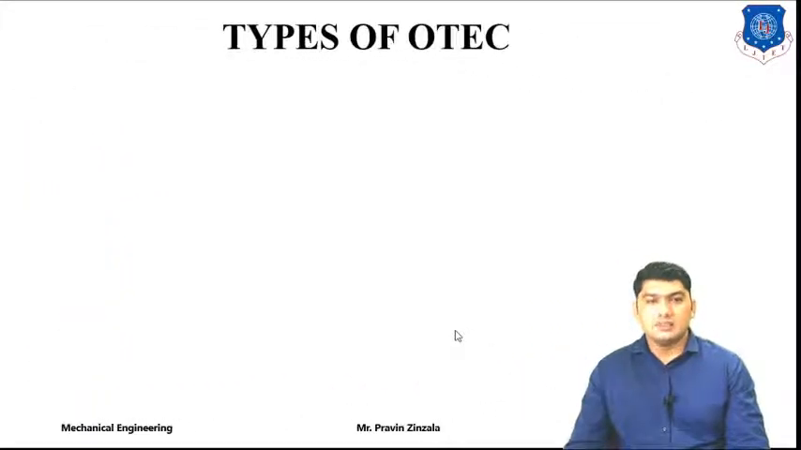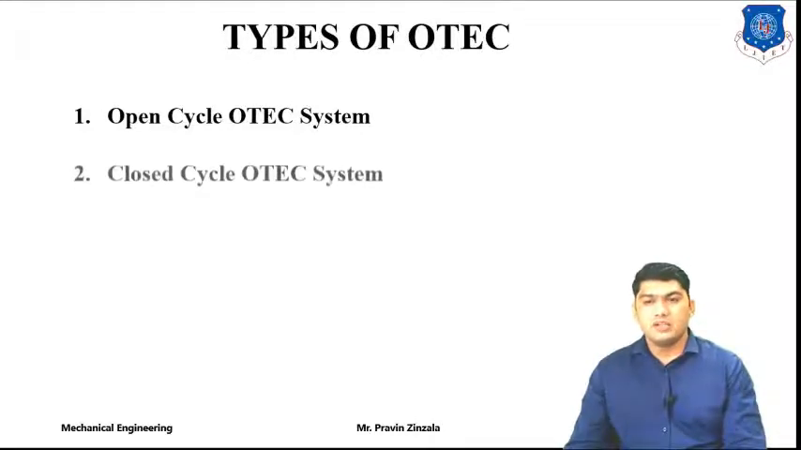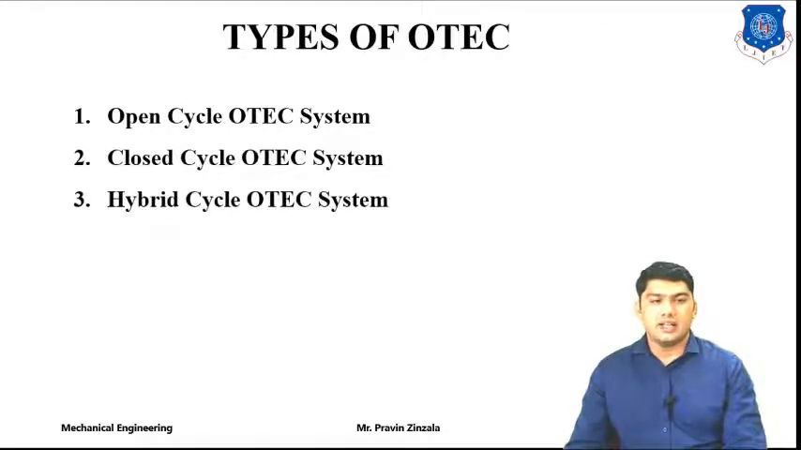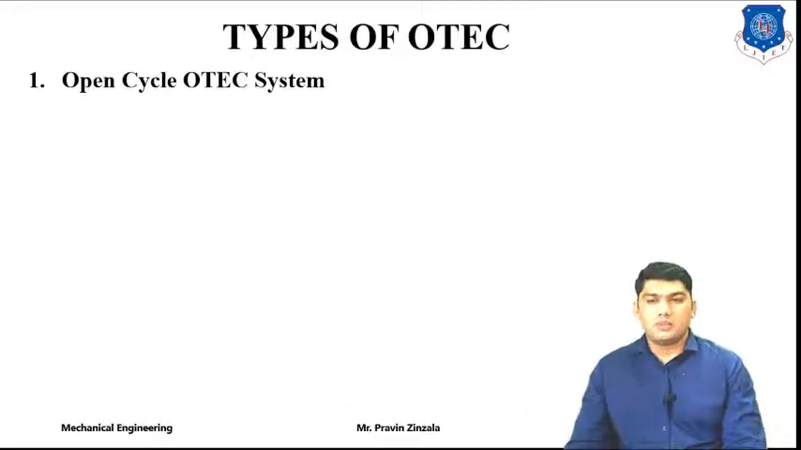Now we will discuss the types of ocean thermal energy conversion system. There are basically three types: the first one is open cycle, the second one is closed cycle, and the third one is hybrid cycle ocean thermal energy conversion system. Now we will discuss them step by step. First is the open cycle ocean thermal energy conversion system.